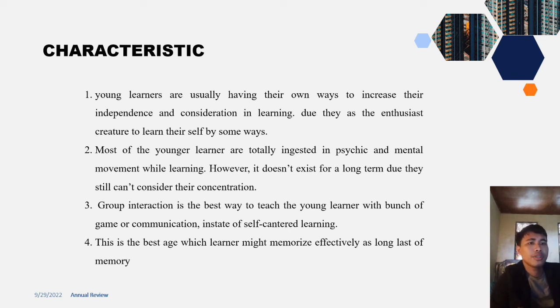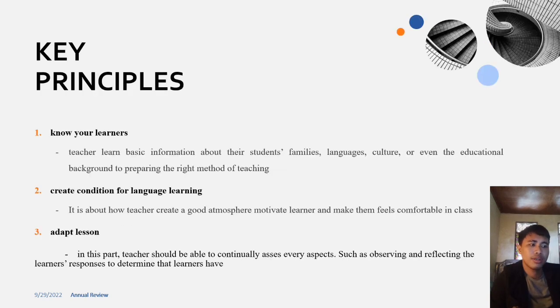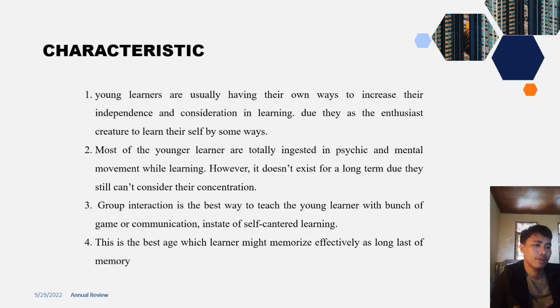The next is group interaction. It is the best way to teach young learners with a bunch of games or communication instead of self-centered learning. This is also important for us to know, because young learners mostly love to communicate with their friends, while if we give them self-centered learning, they might feel annoyed or bored frequently.